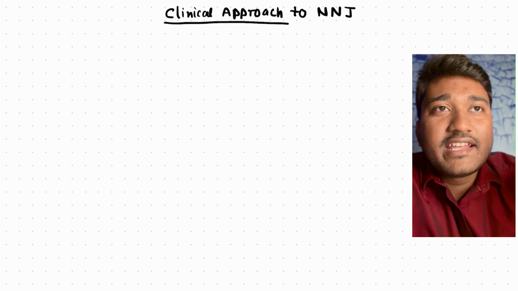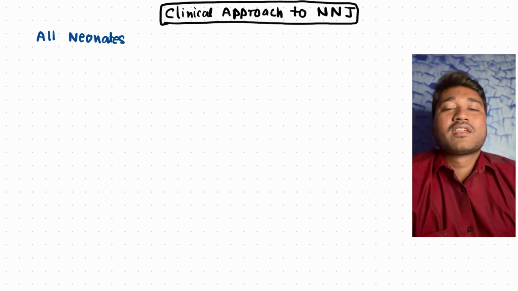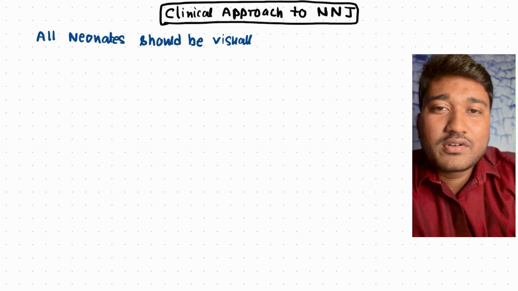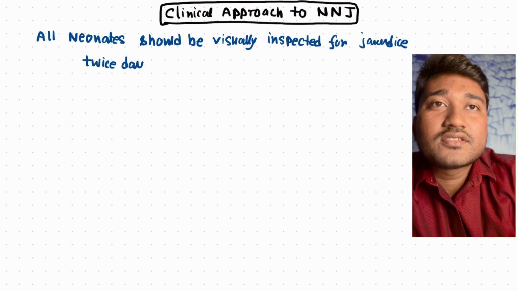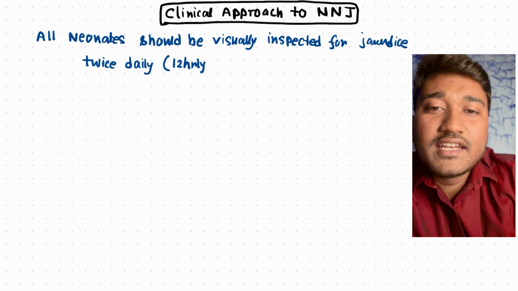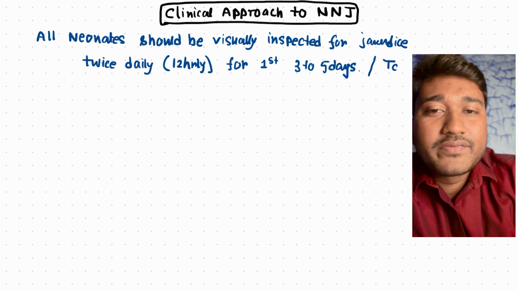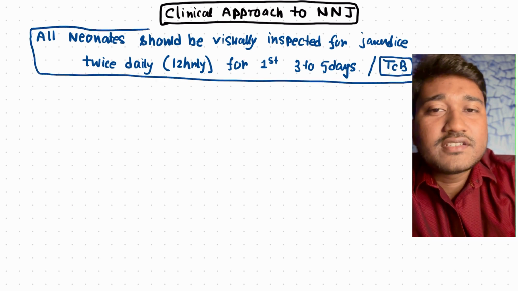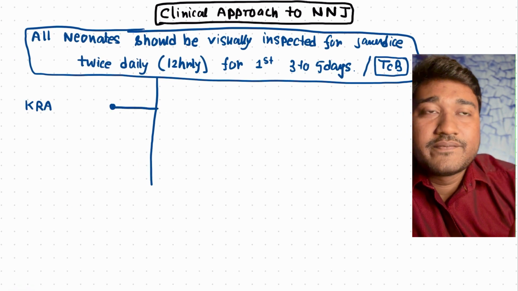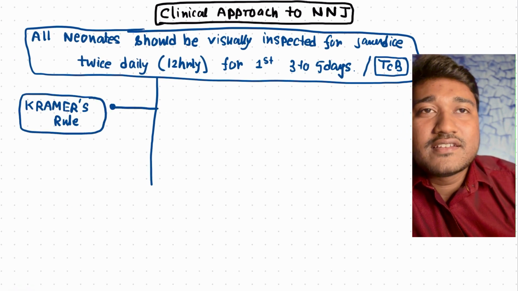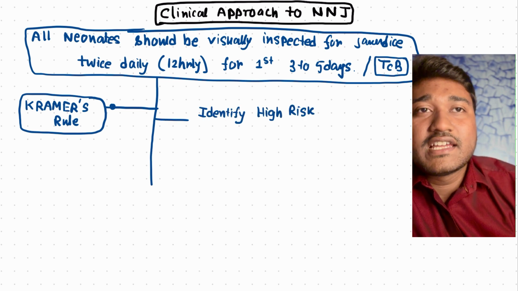So a few words about the clinical approach to a case of neonatal jaundice or neonatal hyperbilirubinemia. You must know it because this is an important and very common case. All neonates should be visually inspected for the presence or absence of jaundice twice daily for the first 3 to 5 days of life. Irrespective of gestational age or anything, all neonates should be visually inspected for the first 3 to 5 days, or by TCB, that is transcutaneous bilirubinometry. And what we will use is Kramer's rule for physical examination.